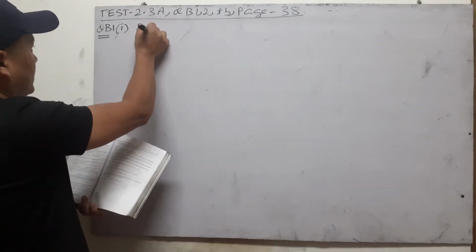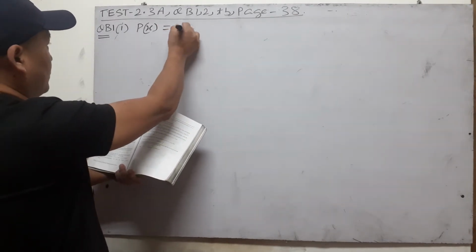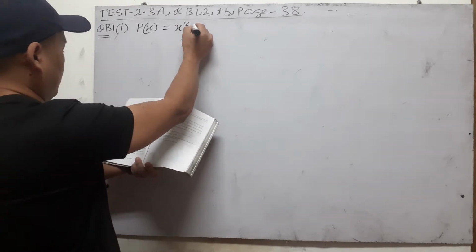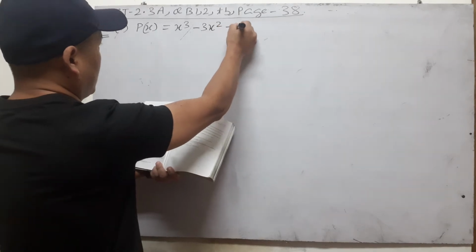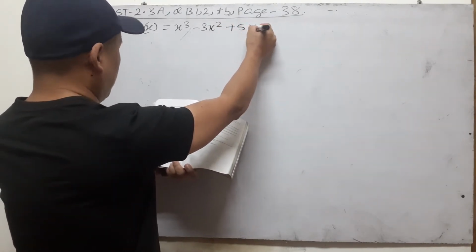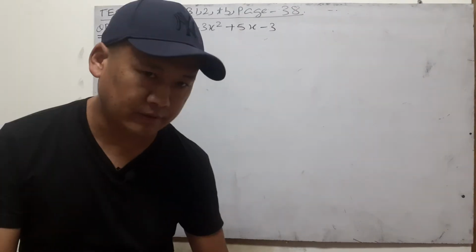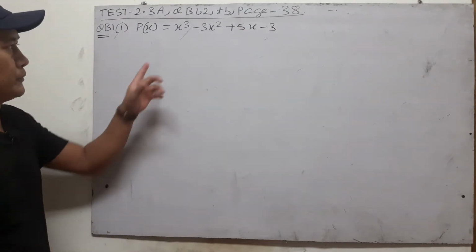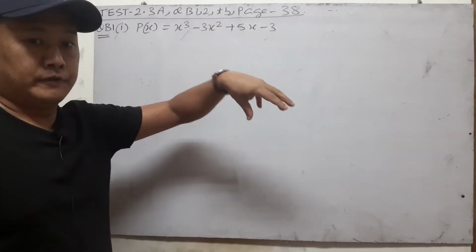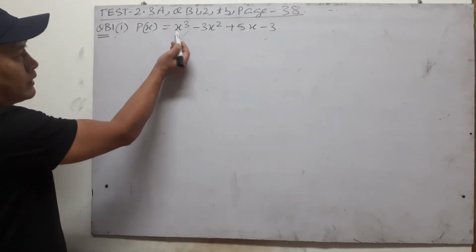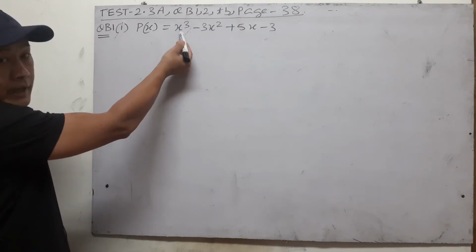We are given here p of x is equal to x cubed minus 3x squared plus 5x, okay, minus 3. Now while dividing polynomials, these are the steps we're going to follow. Make sure that first the given polynomials are in standard form. By standard form we mean the power of the variable here. Variable means the unknown quantity here, variable x.